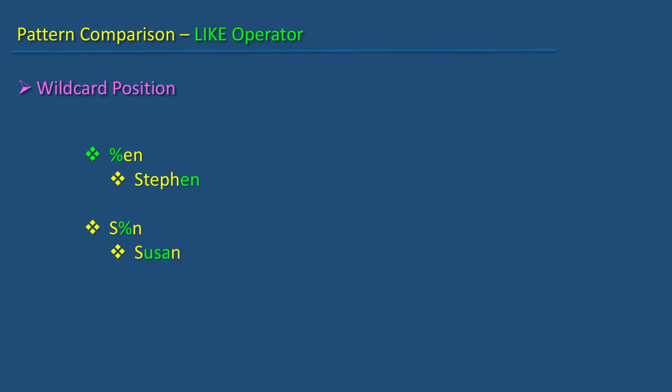These wildcard characters can be used anywhere in the pattern. They can be in the beginning, as in %en, which can match Stephen. They can also be in the middle, as in S%n, which can match Susan.